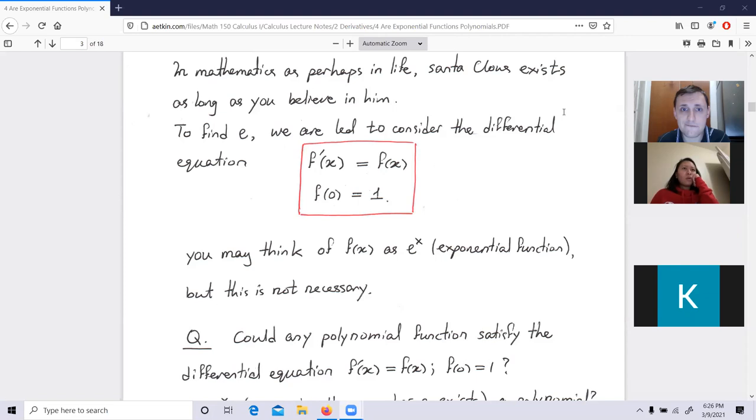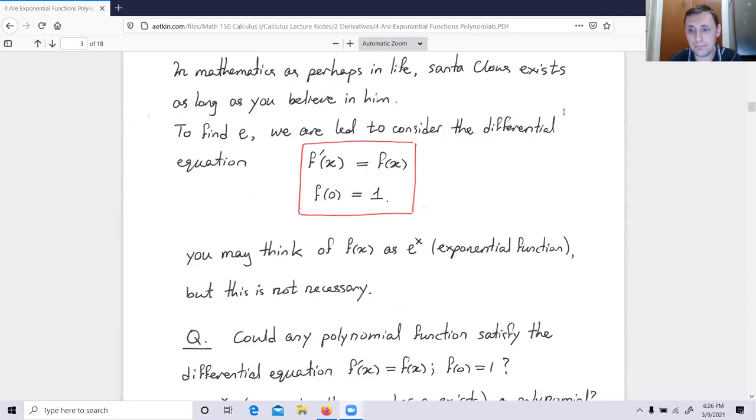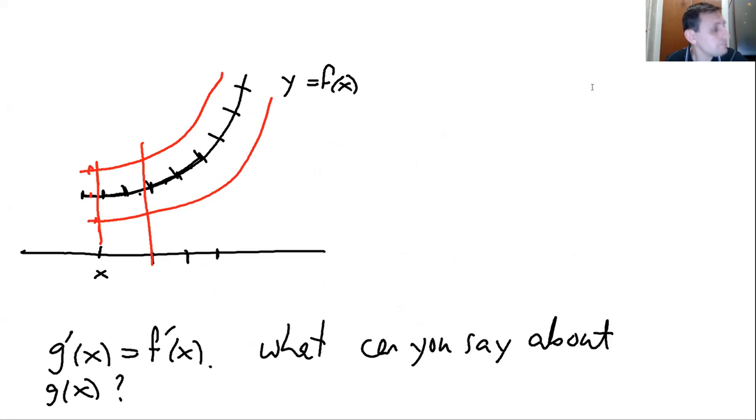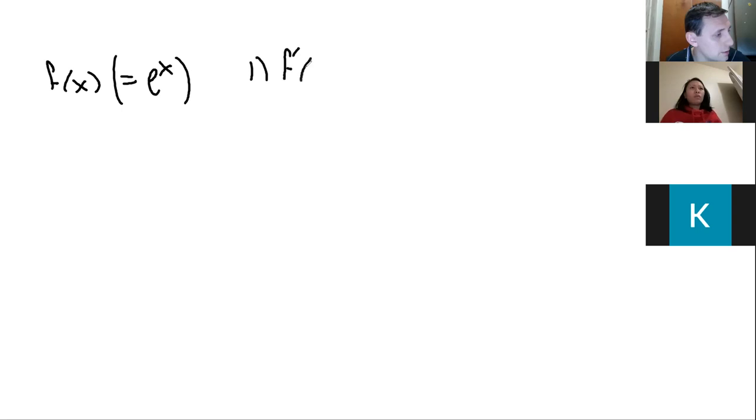Let me help you. What do I mean? Here is the function. If you want to, you can think that it's e to the x, if you have to imagine what it is. But in general, all I know about this function is, one, its derivative will keep the same function. It will not change anything. And two, the function at 0 is equal to 1. That's all I know about it. Could that function be a polynomial? That's what I'm asking.